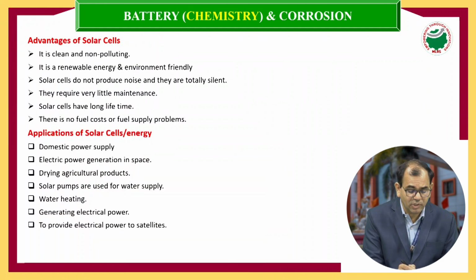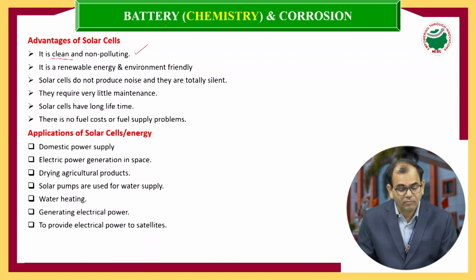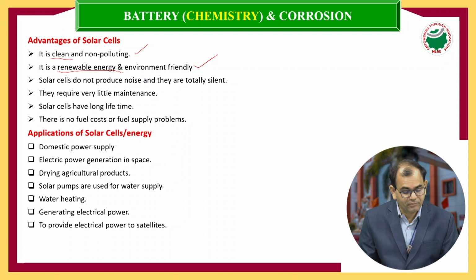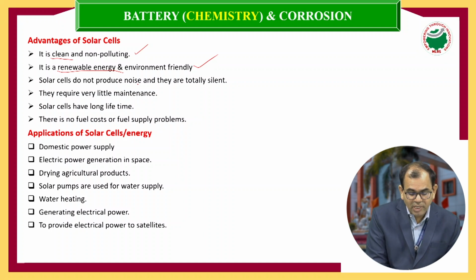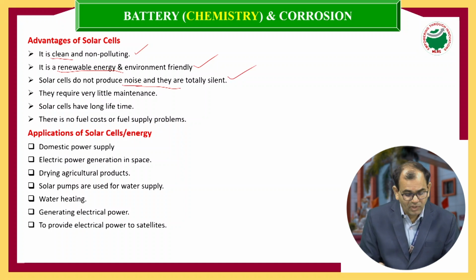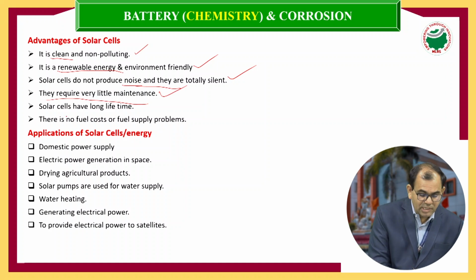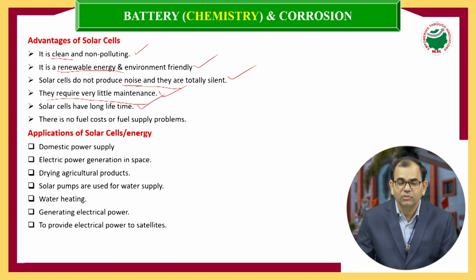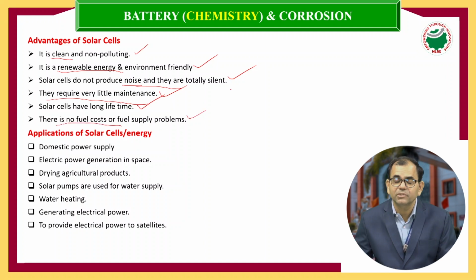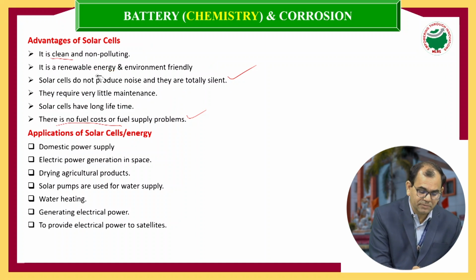Now what are the advantages of solar cells? Solar panels are clean and non-polluting. It is a renewable energy, environmentally eco-friendly. Solar cells do not produce noise and they are totally silent. They require very little maintenance. Solar cells have a long lifetime, durability is more. There is no fuel cost or fuel supply problems. Okay. These are the advantages of solar cells.